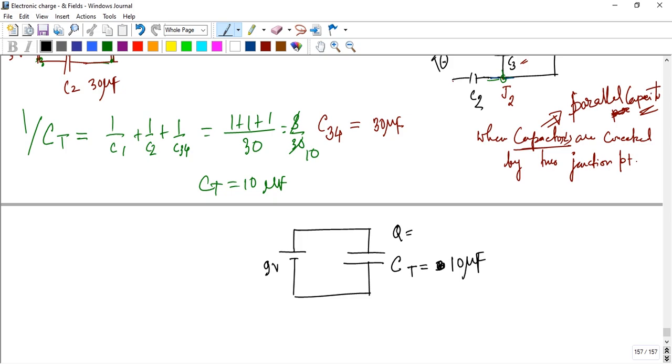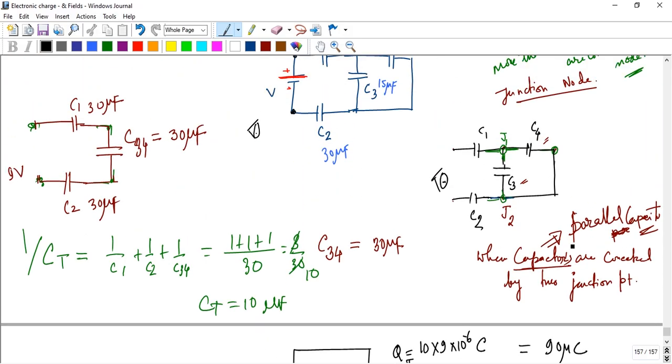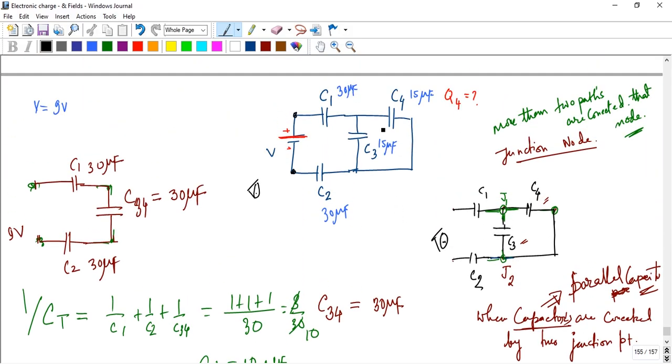So Q equals CV, we know that. So we get 10 times 9 microfarad. Here 9 microfarad means 10 to the minus 6, and the unit is coulomb. So 90 microcoulomb is the total charge. Now 90 microcoulomb is distributed among these four capacitors. So how do we calculate that?